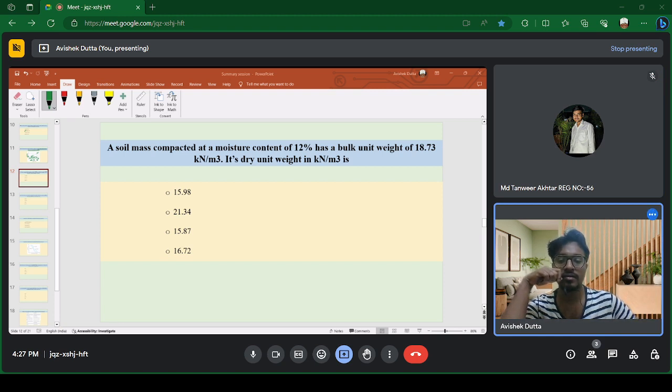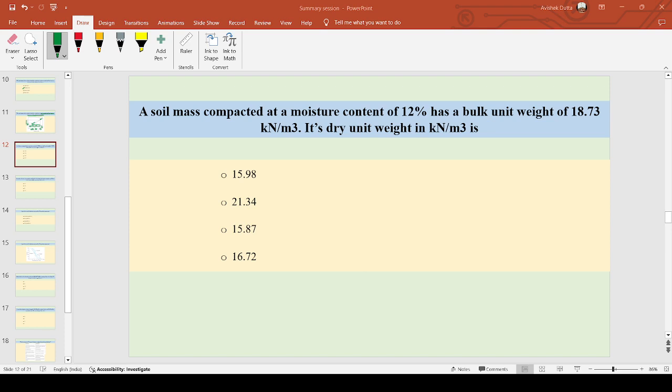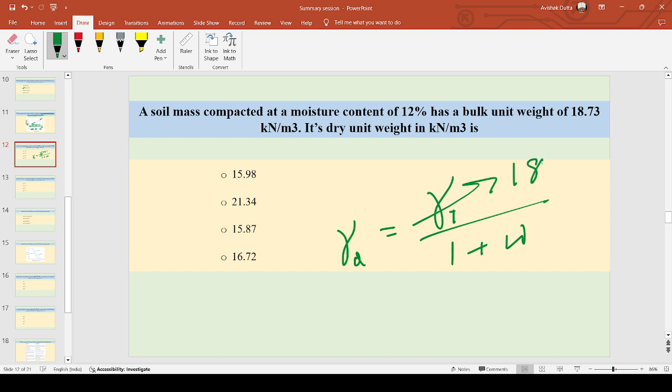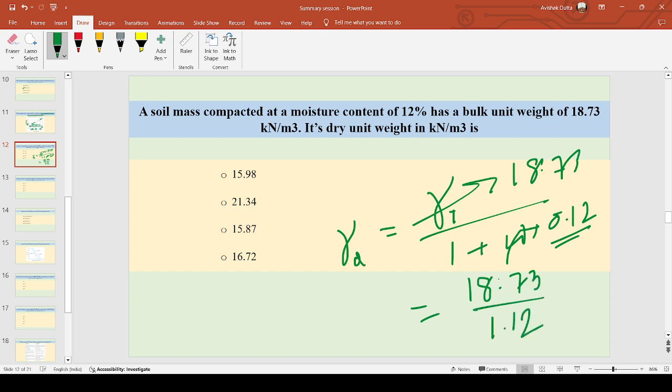So in this case, we will write this formula like gamma D equals to gamma T, or total or bulk unit weight, by 1 plus W. Gamma T is 18.73 and W is 0.12, which is 12%. So 18.73 divided by 1.12 gives a value of approximately 16.72. This is the correct answer.